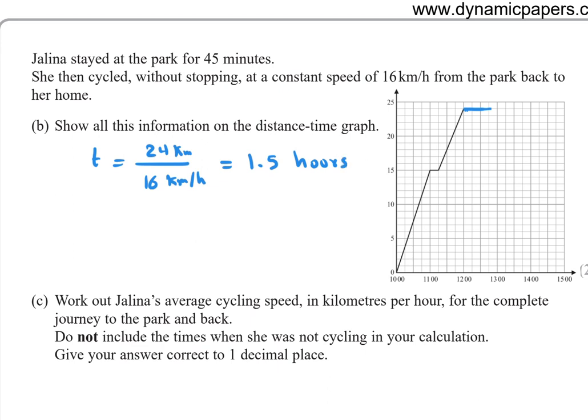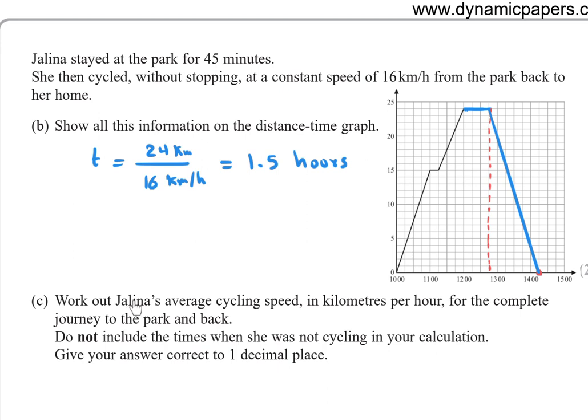Now she started the coming back journey at this time, which is 12:45, and from this time she took 1 hour 30 minutes, 1.5 hours to reach the home. So 6 small squares, so 14:15. Now join this point with that one. Now the information is shown in the distance time graph.